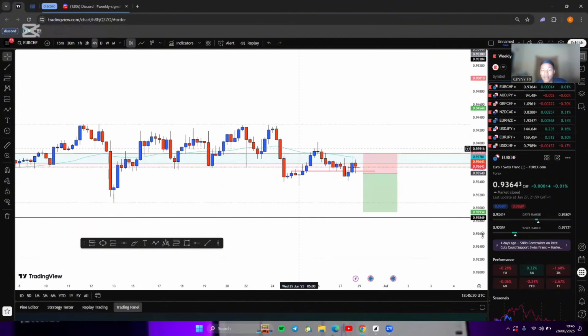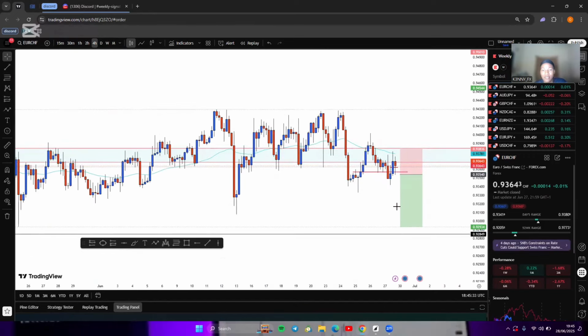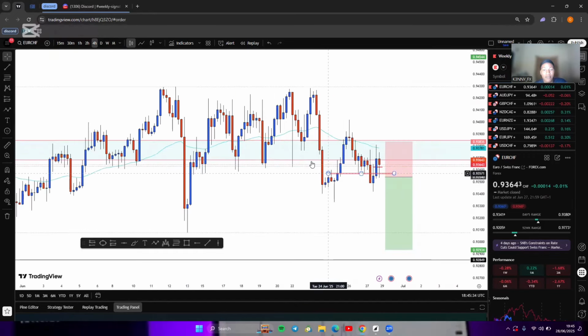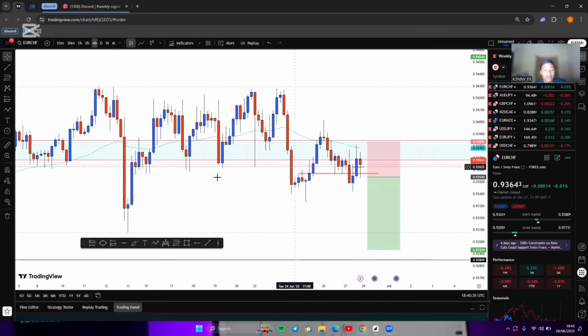So what I'm going to be looking for on this pair to sell: price has already broken below this level. We tested it, so what I'll wait for next week will definitely be in my session, because my session is from 6 a.m. to 10 p.m. As long as the trade shows within that range, I'll take the trade. But if it doesn't, I'll let it be.